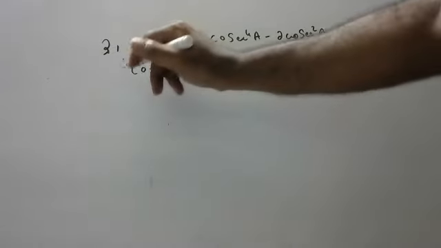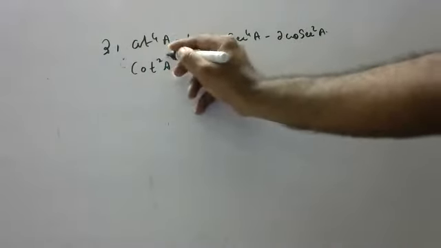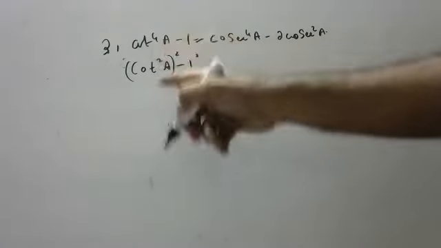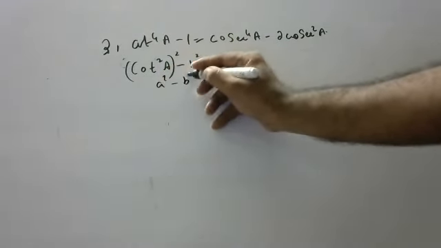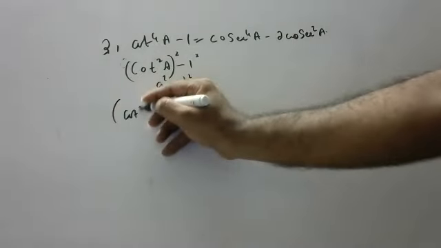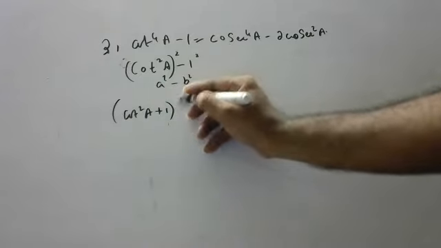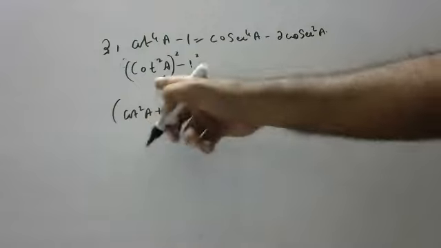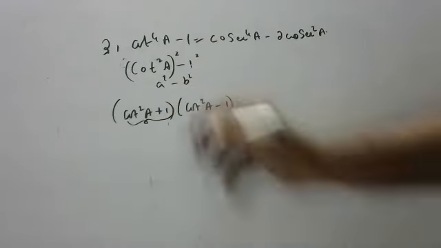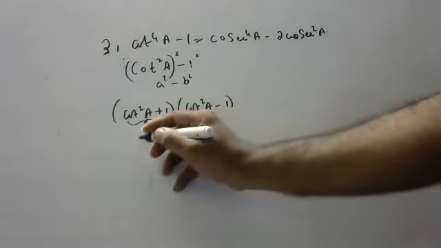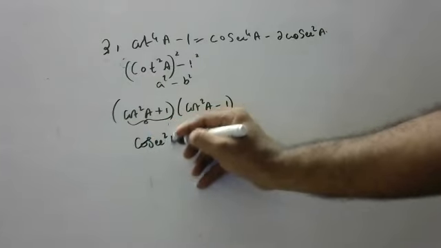So slowly we will show. Now, what I can do is I'll write this as cot square A whole square minus 1 square. 1 square is 1 only, no change. This is in the form of a square minus b square. What is a square minus b square? A plus b into a minus b. But what is cot square plus 1? Cosecant square, because cosecant square is 1 plus cot square.